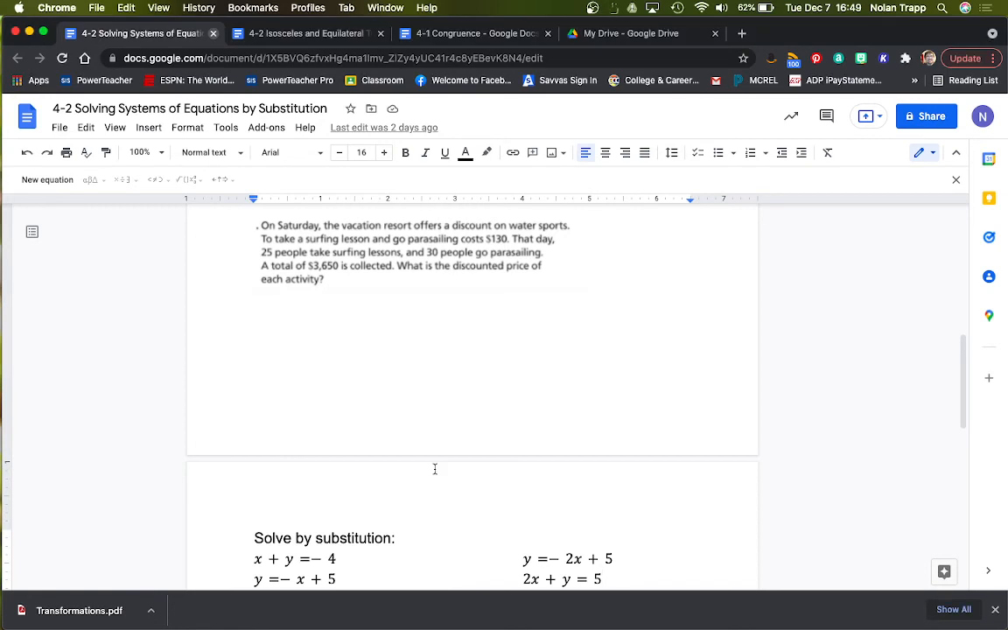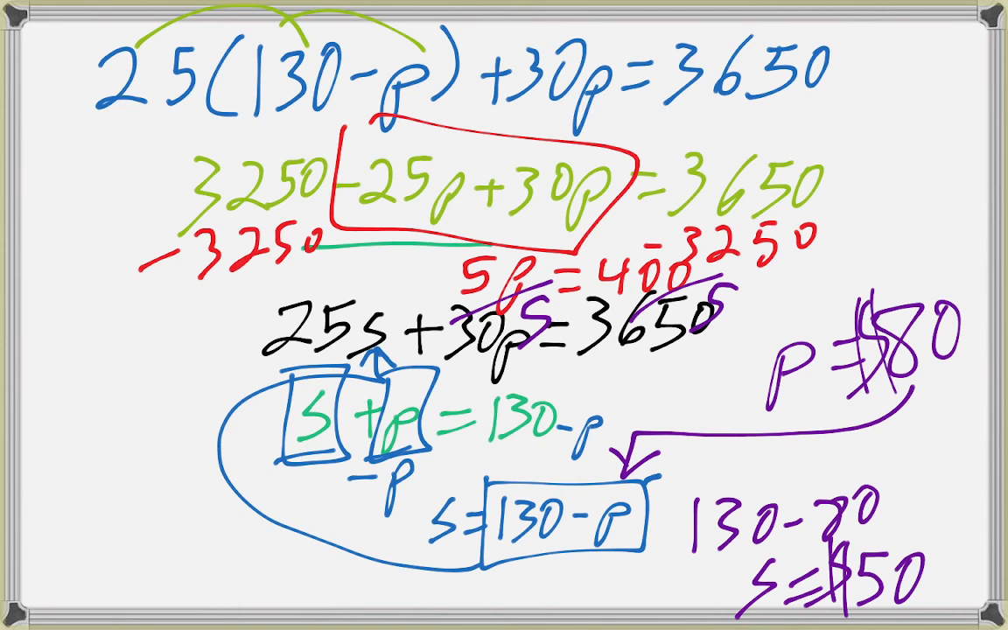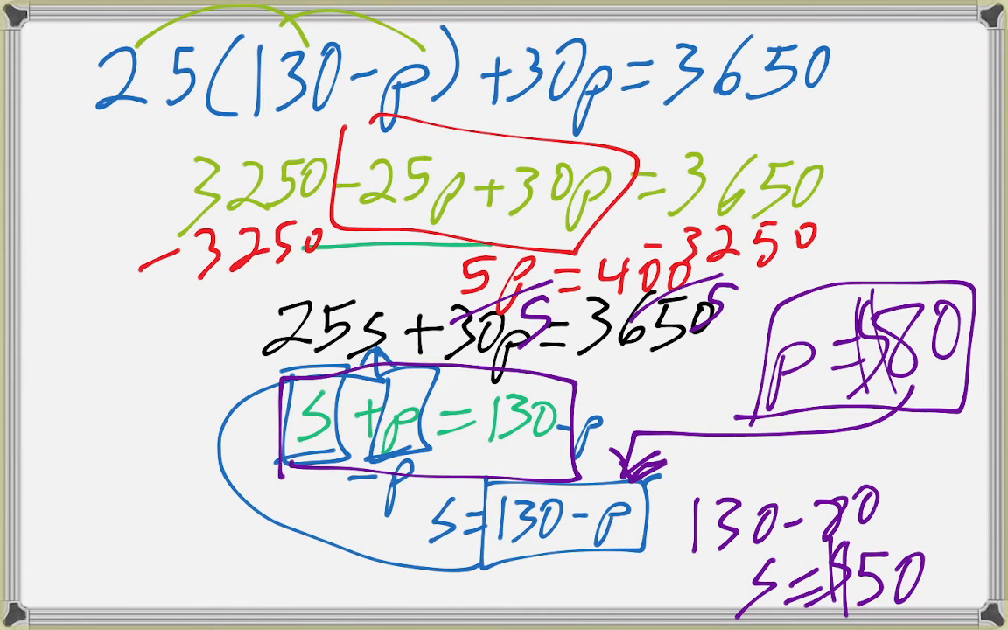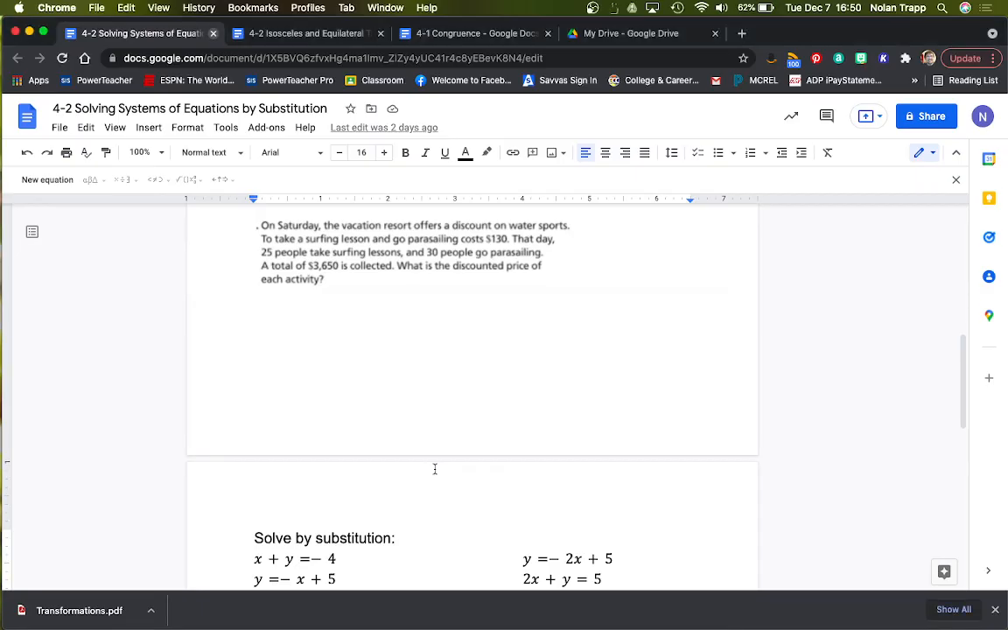Now I should read the rest of the question. What is the discounted price of each activity? Okay, so we now know. Sometimes it's important to read the question because sometimes they'll only ask you one. And if they only ask you one, try to only solve for the one. If they would have only asked me the parasail price, I could have stopped here. If they would have asked me only surfing, I would have wanted to manipulate this equation to make it P equals 130 minus S, because that would have eliminated my P's and helped me solve the problem. But we can talk about that more in class.